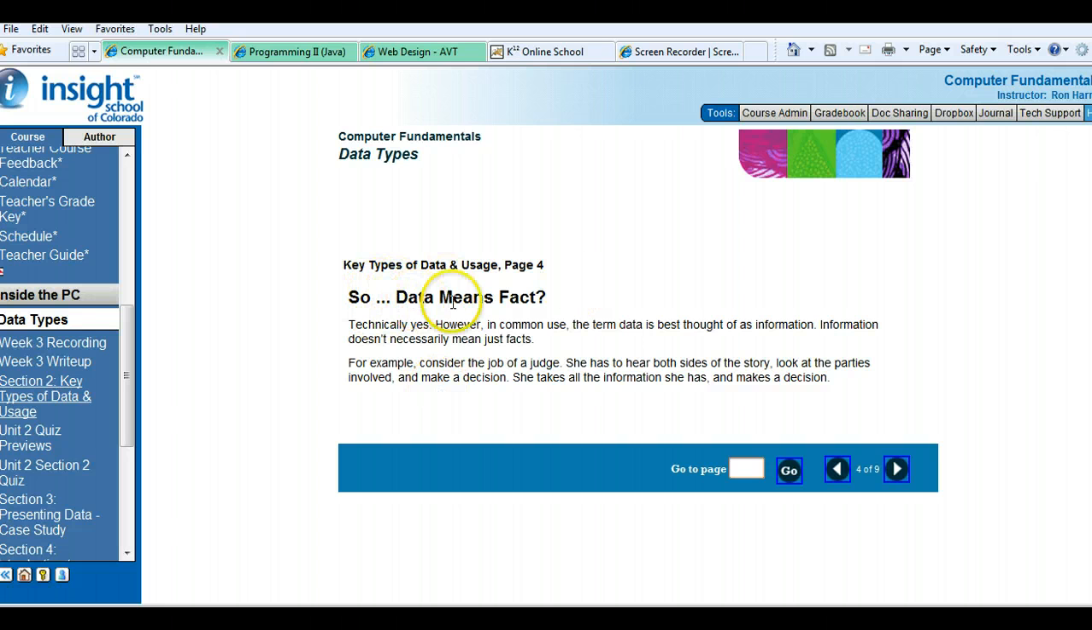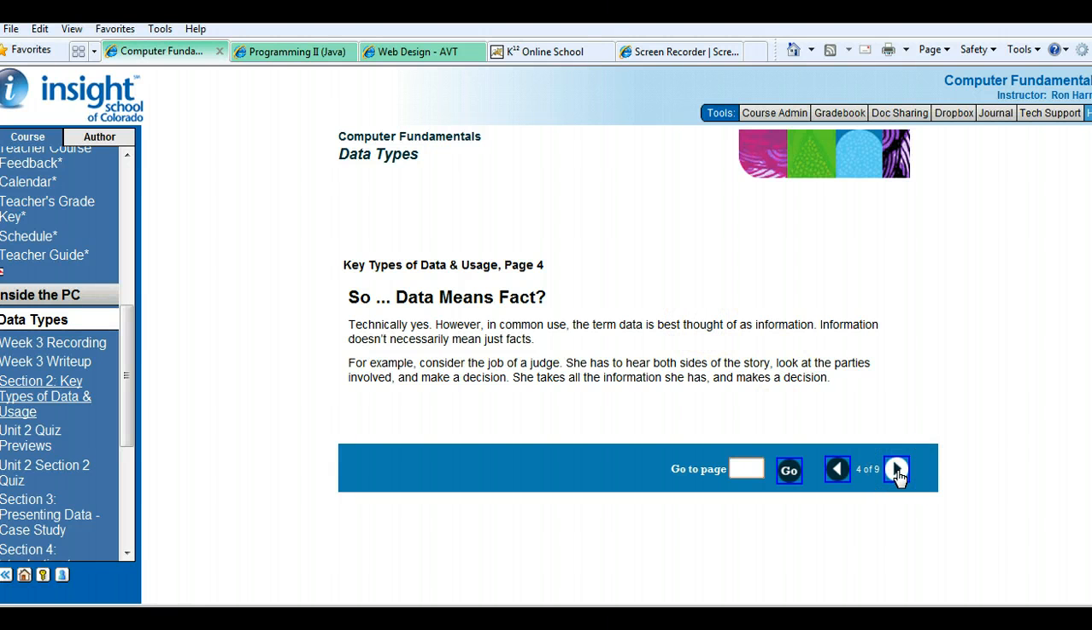So now we talk about data and facts. So does data mean facts? Well, technically data is facts. However, the term data is thought of as information. And information may not necessarily be just facts, right? Information could be opinion and things like that. Like a judge. A judge hears both sides of the story, looks at the parties involved, and makes a decision. Takes all the information she has. Hopefully they're all going to be facts, but really essentially it's just information.